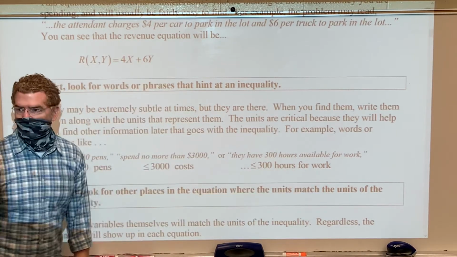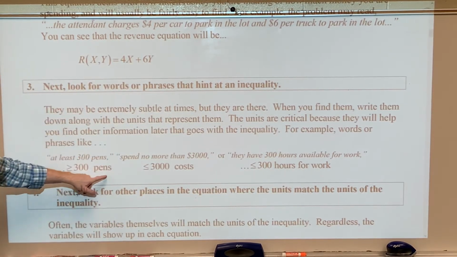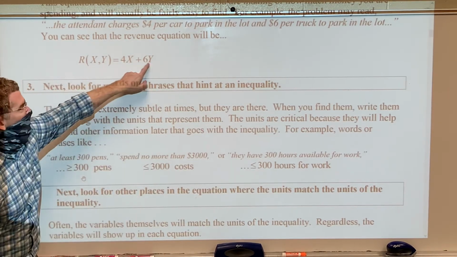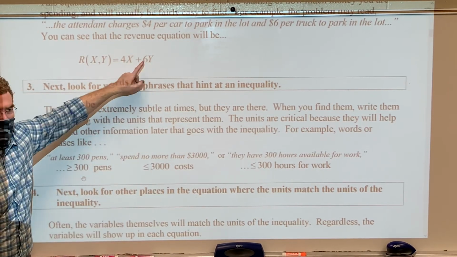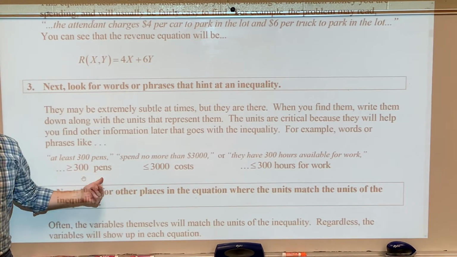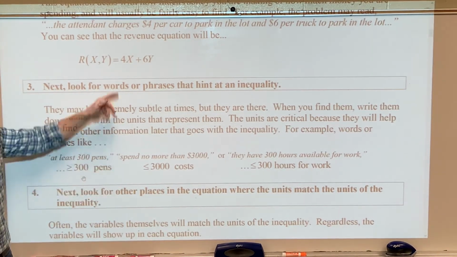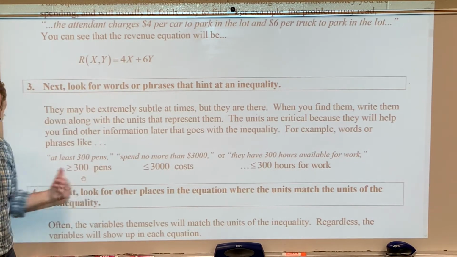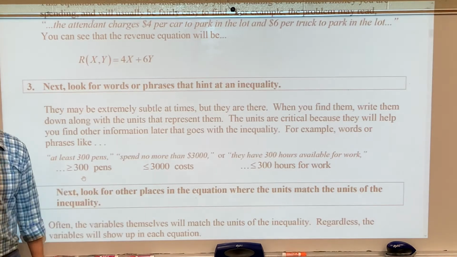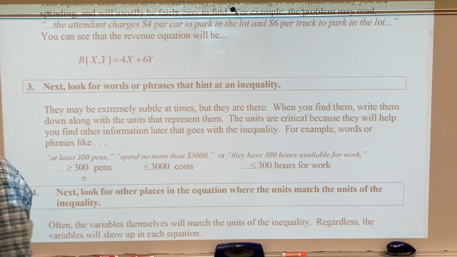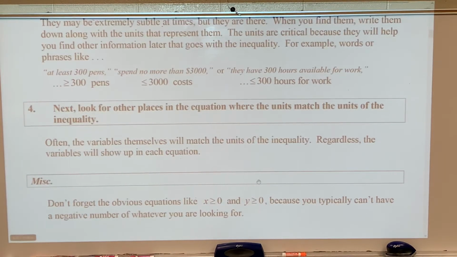And then you can start looking for, like right here, if I'm talking about pens or costs or hours of work, these are going to help me find that. Like if I said I have to have at least 300 cars or vehicles, then you'd say, oh, well, the number of cars and the number of trucks has to be at least 300. X plus Y is greater than or equal to 300. So there are ways to put all this stuff together, but that's the idea as I'm going through these equations.